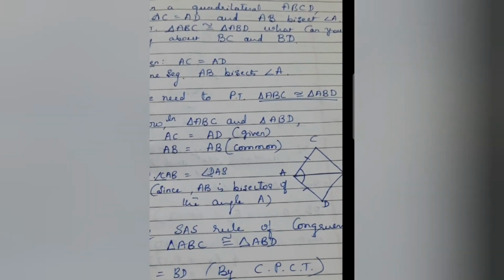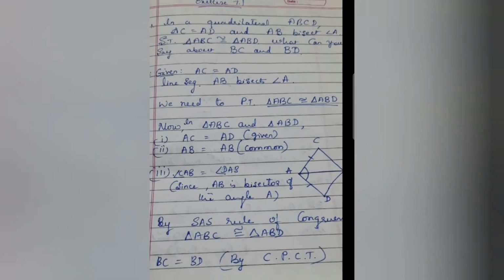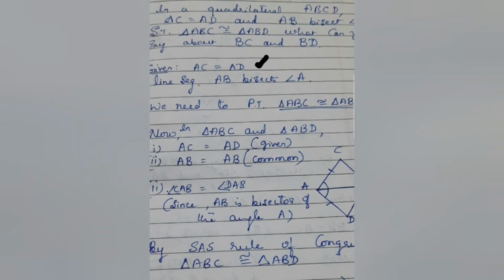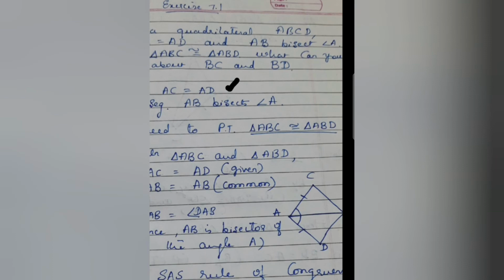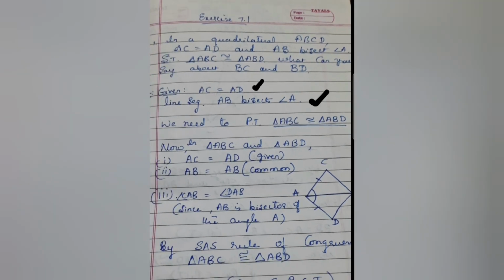Can you see in this figure, AC is equal to AD. Those are the two similar sides of the triangle, and they have already mentioned that the two sides are equal. So the given thing has to be written first. AC is equal to AD is the given. Next, the line segment AB bisects angle A. That is also clearly mentioned in the question, so we have to consider that AB bisects angle A.